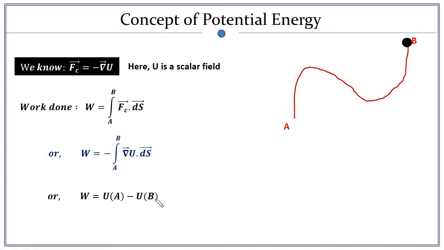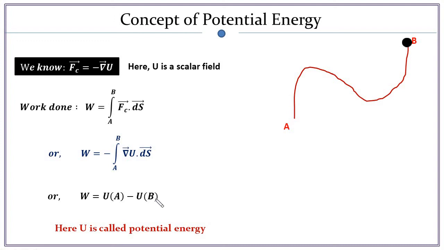So here we can easily see that this scalar field is very important, and we can define it as potential energy. So U is nothing but potential energy. Once you know the potential energy of a conservative force, you can simply calculate the work done under the action of that conservative force. For example, we are all familiar with the potential energy for the gravitational field, right?